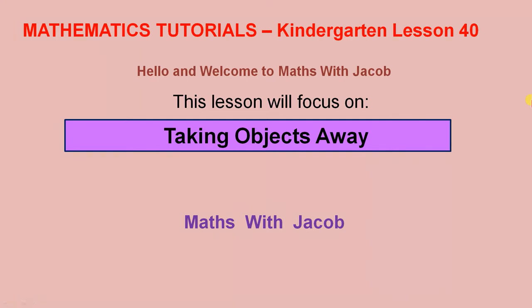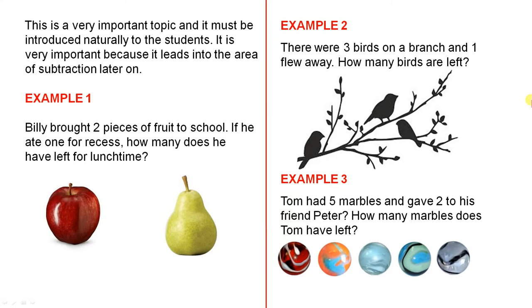This lesson will focus on taking objects away. This is a very important topic and it must be introduced naturally to the students. It is very important because it leads into the area of subtraction later on. By introducing it naturally, I mean we can use examples from the real world so students can relate to it and they'll fully understand it. We've got some examples here, so let's start by looking at them.